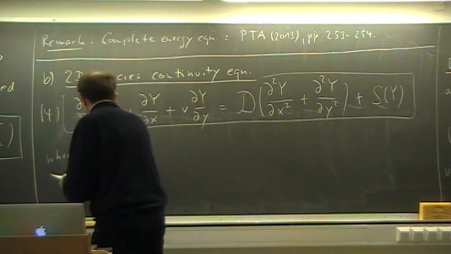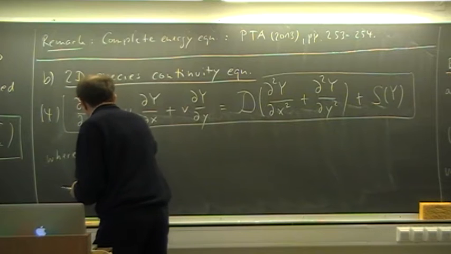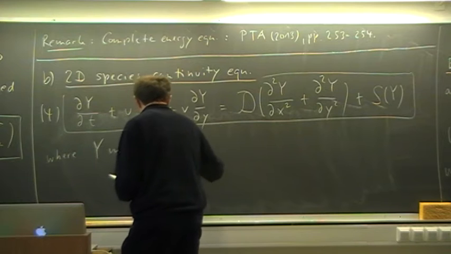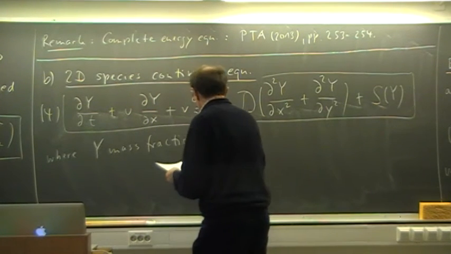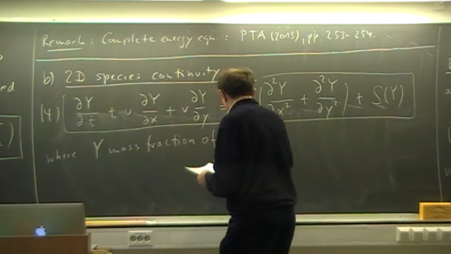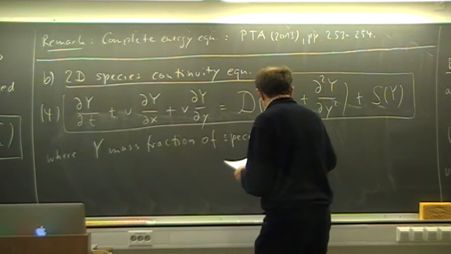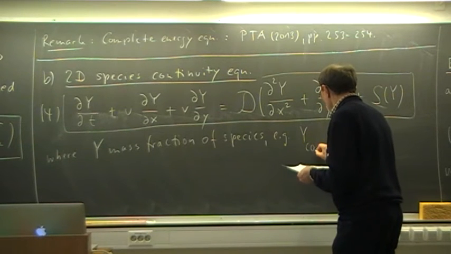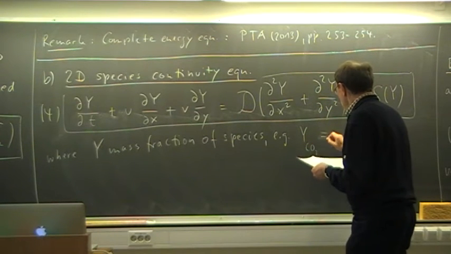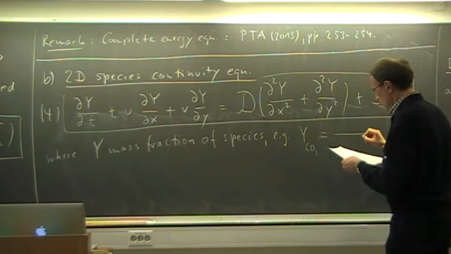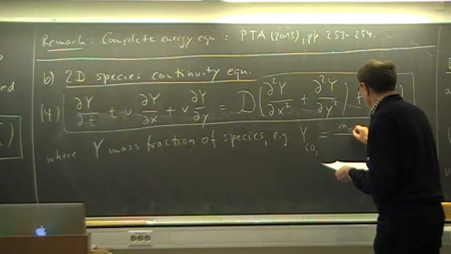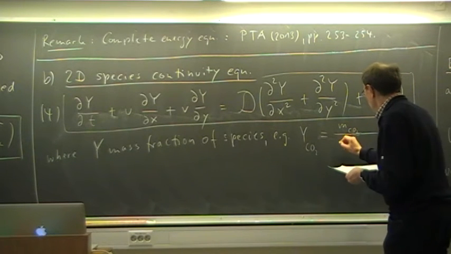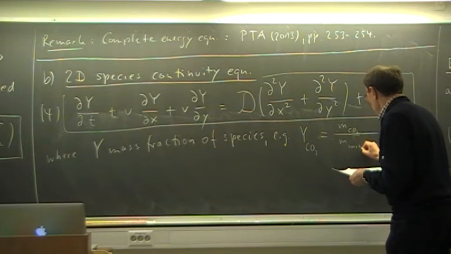So the y is the mass fraction of the species that is considered. For example, if we look at this example of the CO2, then it would be the mass of the CO2 in the mixture divided by the mass of the mixture.